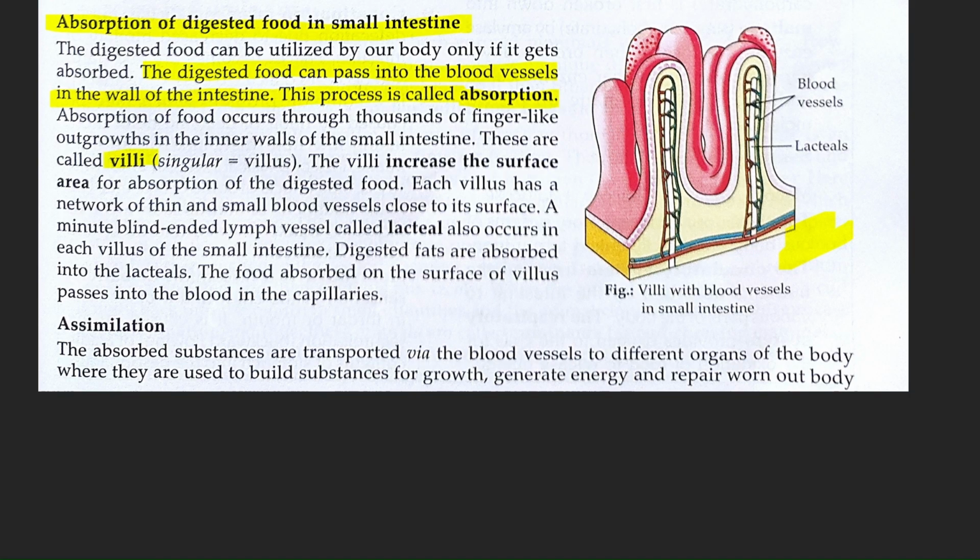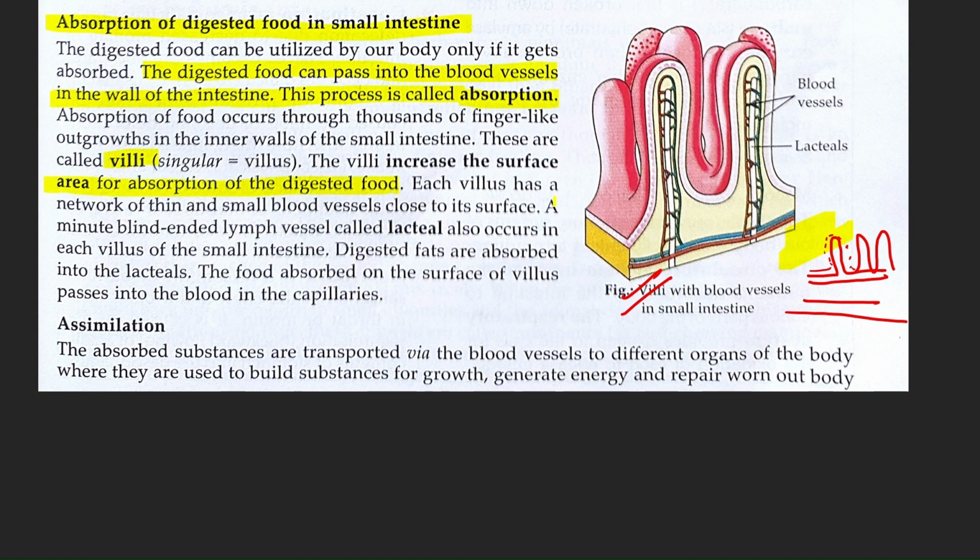Imagine if our small intestine is just a tube like this. The surface area over here is this much. But imagine if you have millions of projections like this, the surface area is increased. So that's why we have the villi. The villi increase the surface area for absorption of digested food.